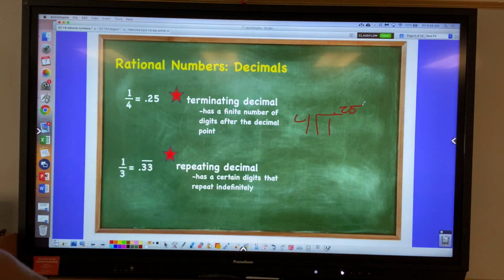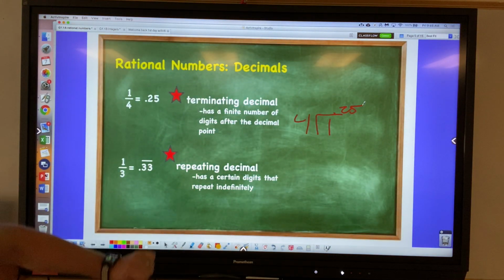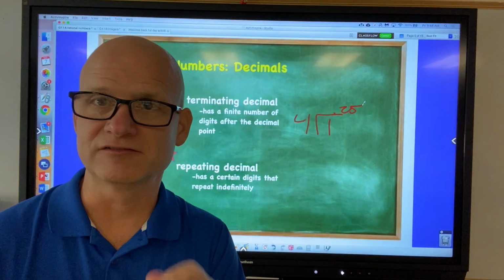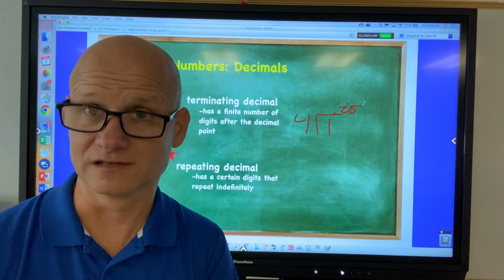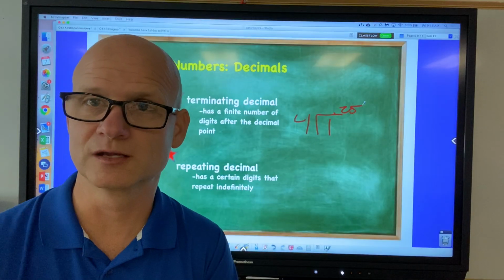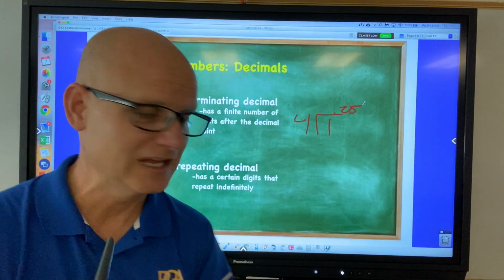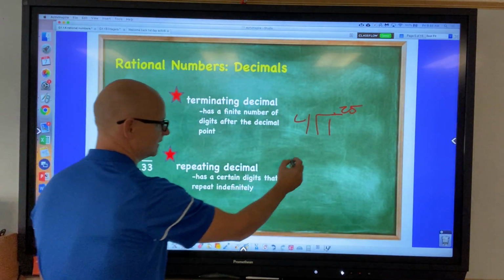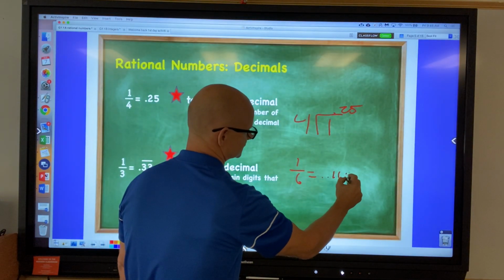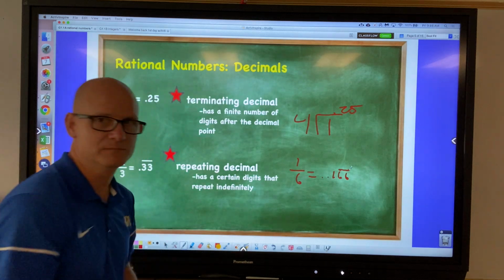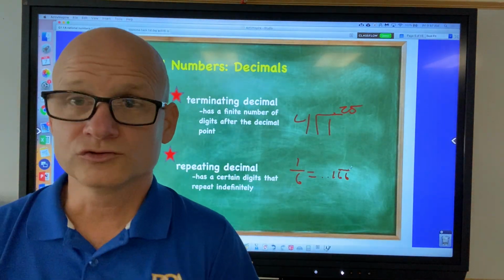Okay? A repeating decimal is a fraction. When you change it to a decimal, it consistently repeats. Like if you change 2/3, you would get 0.666666. If you change 1/6, you would get 0.166666666. Okay? So those are rational numbers.